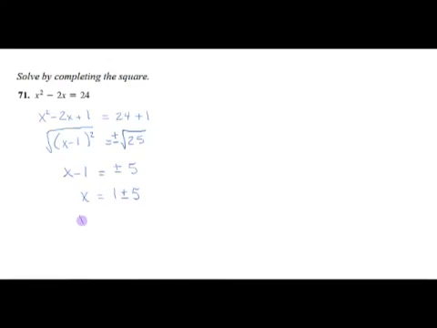And let's simplify that. 1 plus 5 is 6, and 1 minus 5 is -4. Now, if we had solved this using factoring, where we subtract 24 from both sides and then factor the trinomial, then we would have come up with those same answers. The interesting thing is that we're going to be able to use this when we have trinomials that are not factorable.